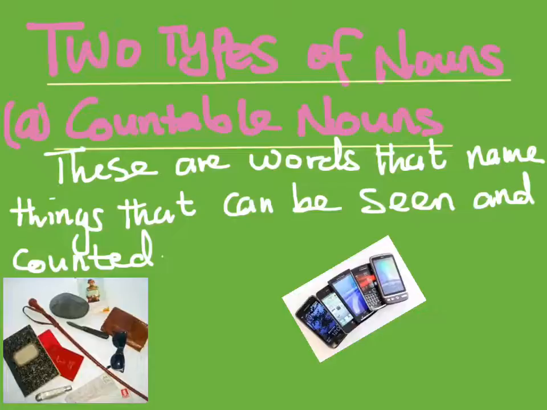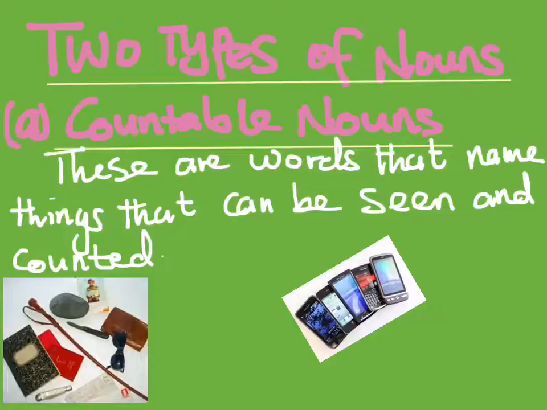We see a book, we see a stone, we have a mirror, we have an eyeglass, we have a whip. Here we have 5 phones. We can count the phones and say there are 5 of them, and so they are called countable nouns. Countable nouns name things that can be seen and counted.